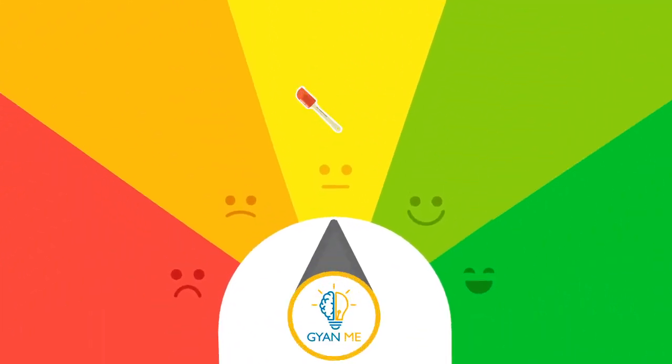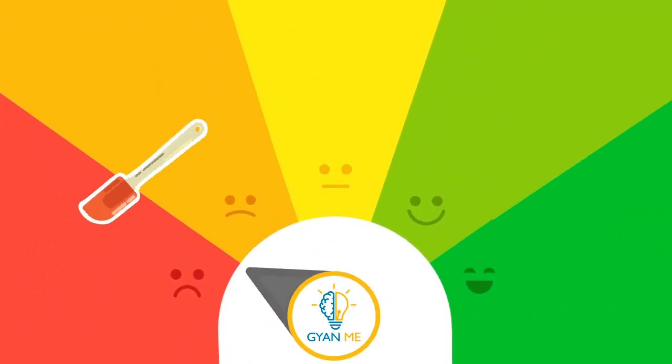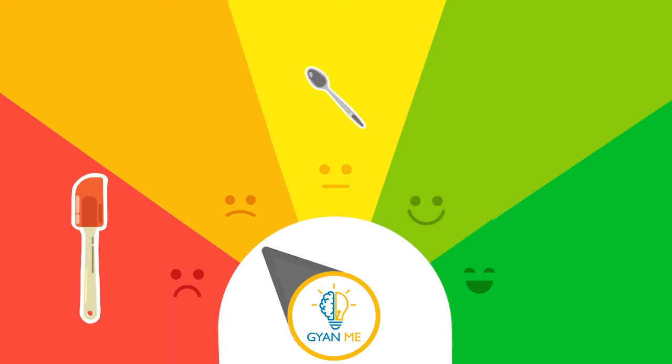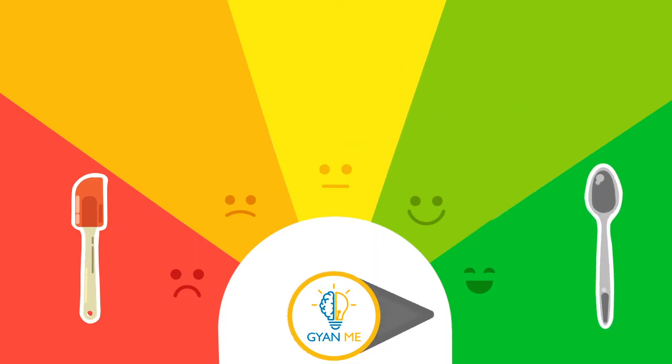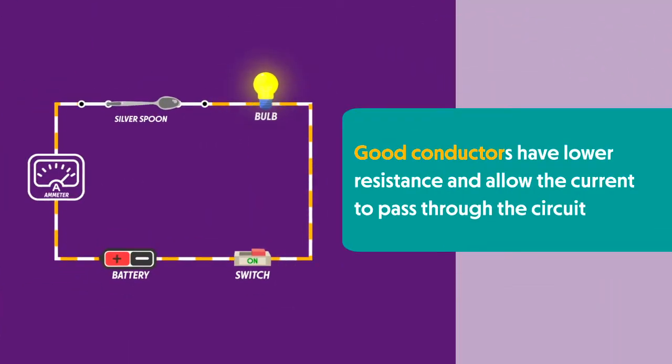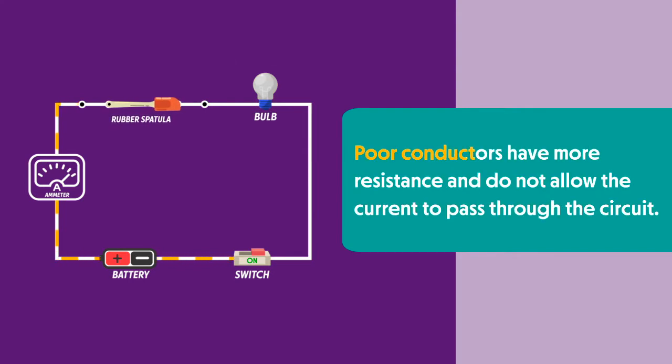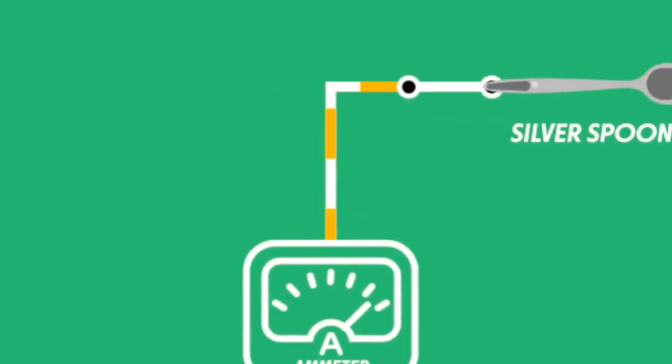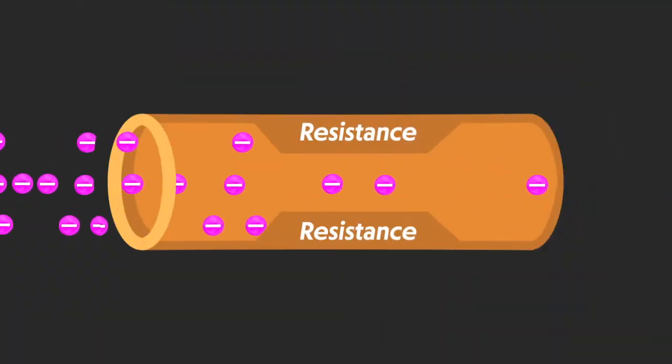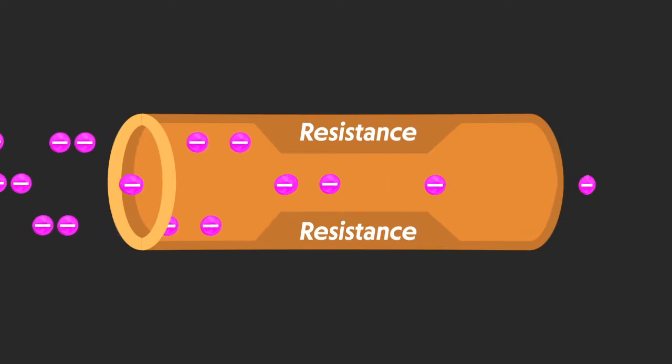It is because the rubber spatula is a poor conductor of electricity, but the silver spoon is a good conductor of electricity. Good conductors have lower resistance and allow the current to pass through the circuit. Comparatively, poor conductors have more resistance and do not allow the current to pass through the circuit. So now, can you explain what resistance is? Yes, resistance is the property of a material that resists the flow of charges through it.